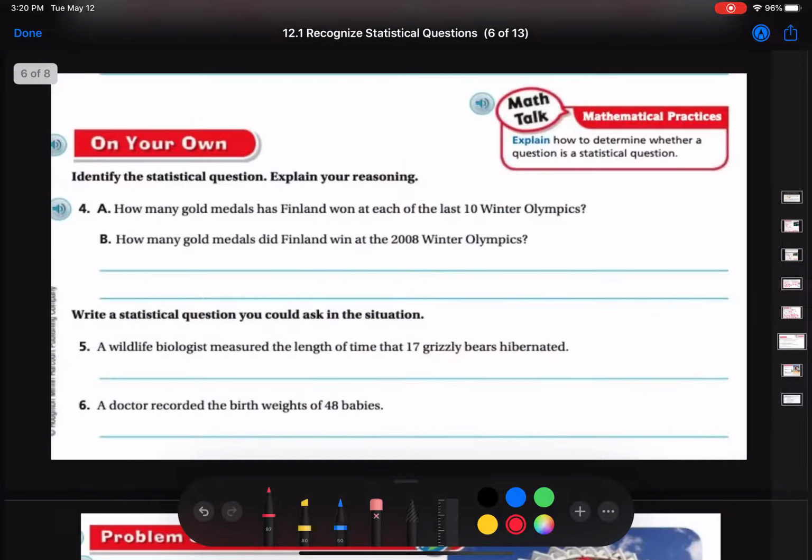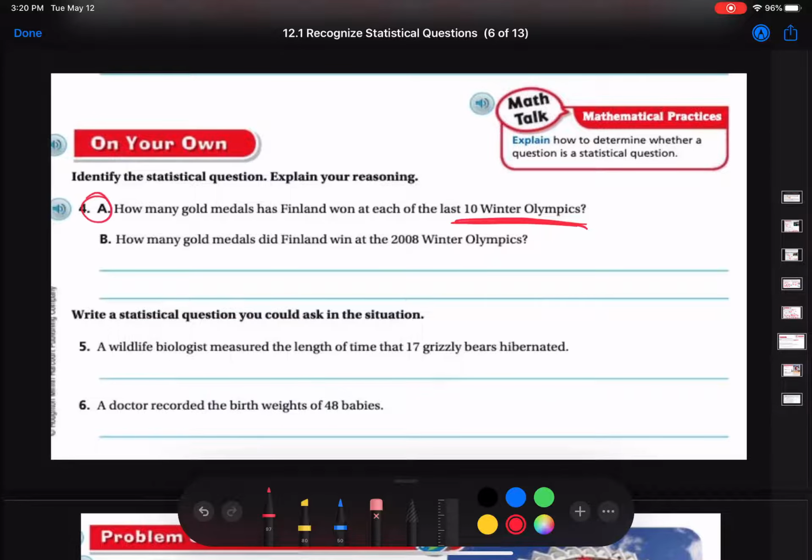Okay, let's look at some more examples. Okay, identify the statistical question. How many gold medals has Finland won at each of the last 10 Winter Olympics? Okay, so you're looking at multiple Olympic Games. Whereas, how many gold medals did Finland win at the 2008? You're only looking at 1.